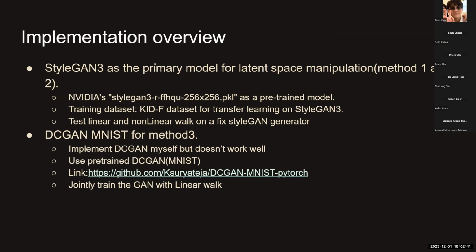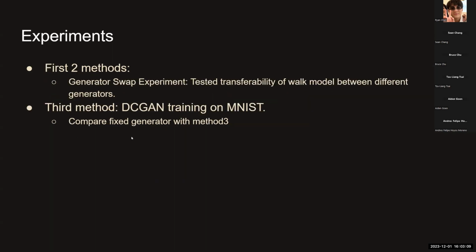So for this project, I re-implemented the first two methods using StyleGAN3 as my GAN and used this generator as my pre-trained generator, and trained it on another dataset, which mainly consists of Korean faces. And for method 3, I used the MNIST dataset on a DCGAN. I also conducted several experiments. For the first two methods, I swapped the generator. Basically, I learned a linear walk function from generator A and then tested it on generator B to see if that works. And for the third method, I just compared it with a fixed generator.